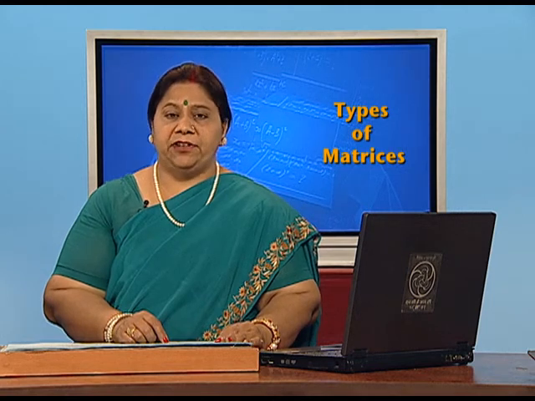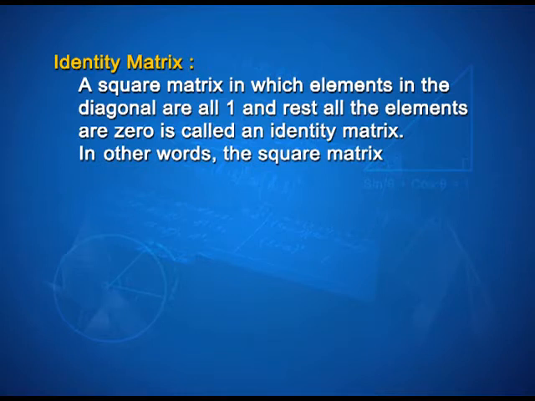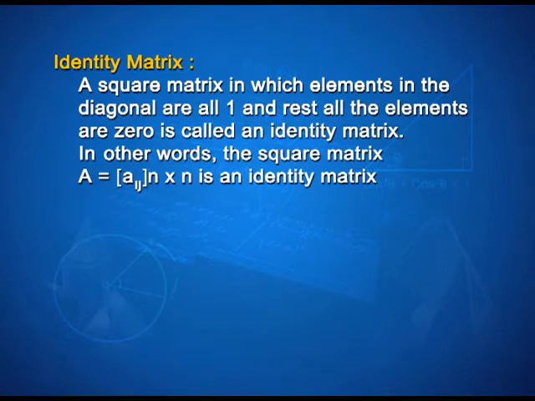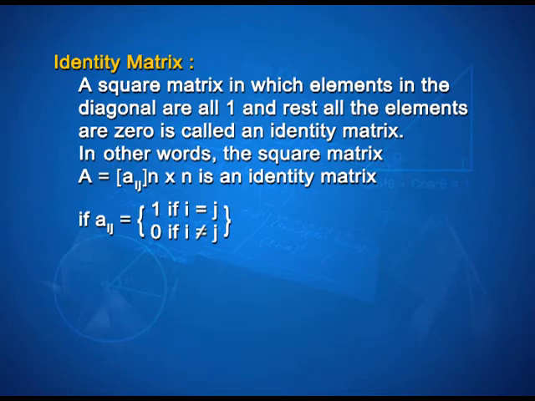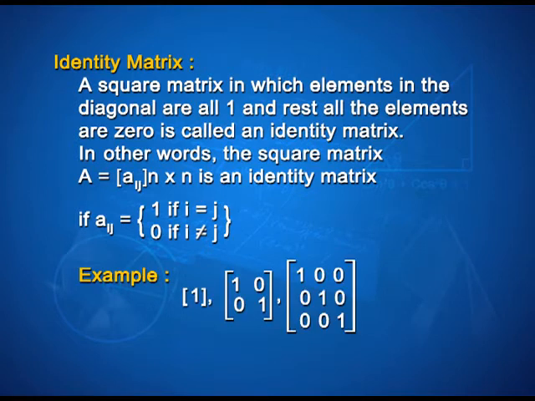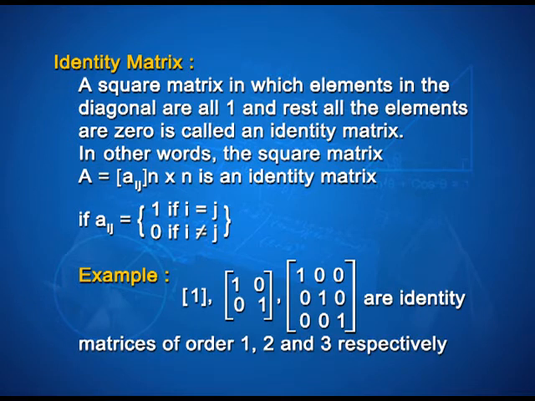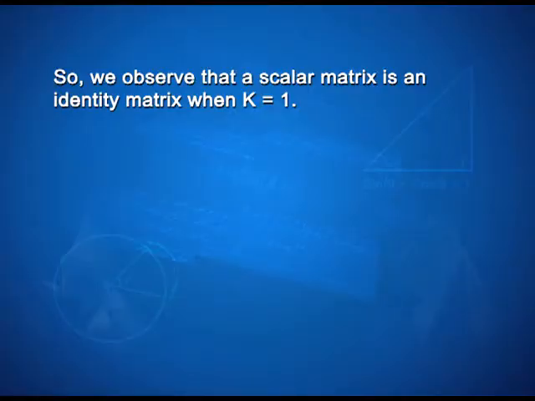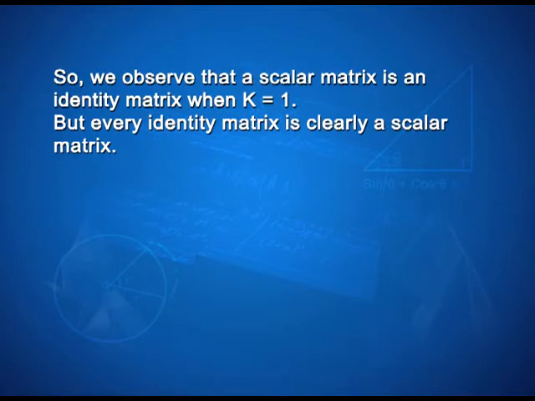Now, what is an identity matrix? A square matrix in which the elements in the diagonal are all 1 and the rest of the elements are 0 is called an identity matrix. In other words, the square matrix A is an identity matrix if aij is equal to 1 if i is equal to j, and 0 if i is not equal to j. For example, 1, then 1, 0, 0, 1, then 1, 0, 0, 0, 1, 0, 0, 0, 1 are identity matrices of order 1, 2 and 3 respectively. So, we observe that a scalar matrix is an identity matrix when k is equal to 1, but every identity matrix is clearly a scalar matrix.